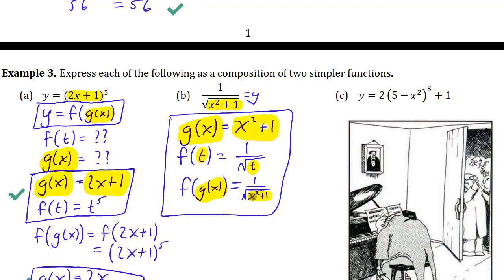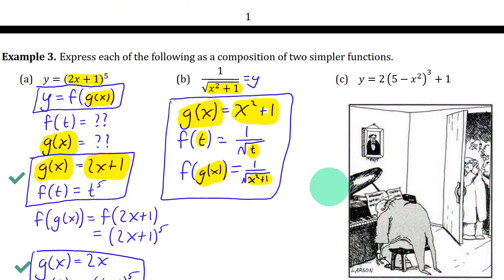And you could also do this other ways. You could say, what if the inner function is just x squared? That's okay. Then the f of t part would have to have the plus 1 in it. That would work too.